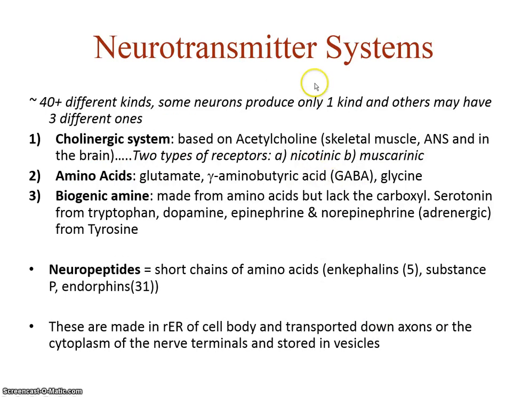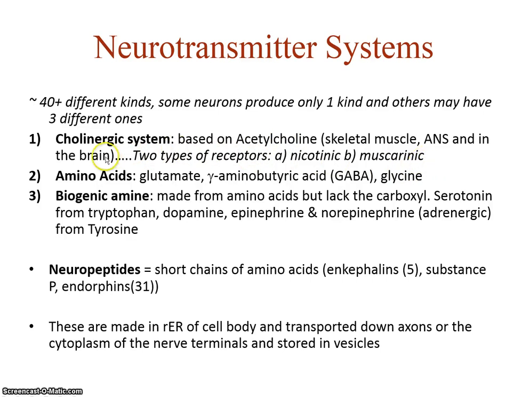All right? So the neurotransmitter systems, just to let you know, this is actually not something I will test you on, but there are about 40 different ones that we are aware of, and there's probably more. But some neurons produce only one kind, and others can have 3 or more different kinds of neurotransmitters. So there's cholinergic systems, and this was the acetylcholine ones, the ones we talked about. And they do have different types of receptors, nicotinic and muscarinic.